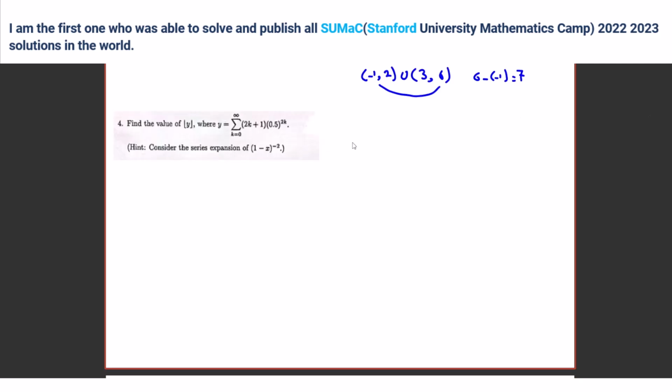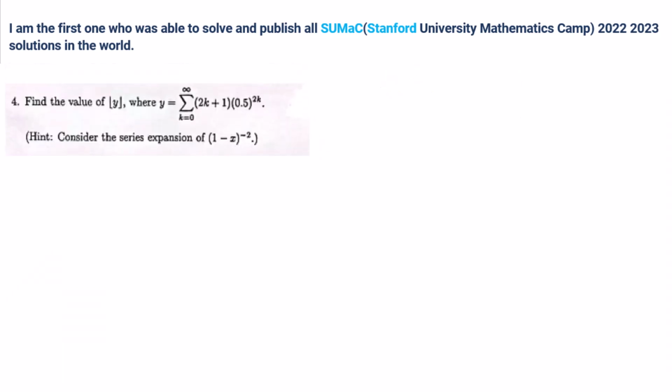Try 4 first on your own. Okay. I'm not sure how the hint at the bottom is useful. Okay, so let's try together. It says find the value of y. Y is this, right? Yeah.